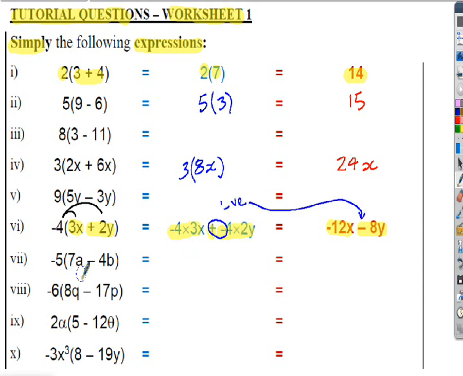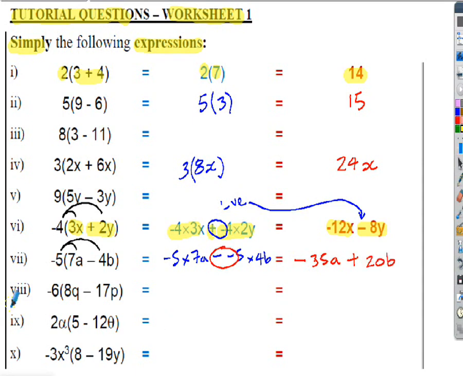Question 7, we've got negative 5 outside of the bracket, 7a minus 4b inside the bracket. So again, they're not like terms, so we're going to have to expand the bracket. So negative 5 multiplied by 7a, and we're subtracting from that the negative 5 multiplied by the 4b. Evaluating that becomes negative 35a plus the 20b.